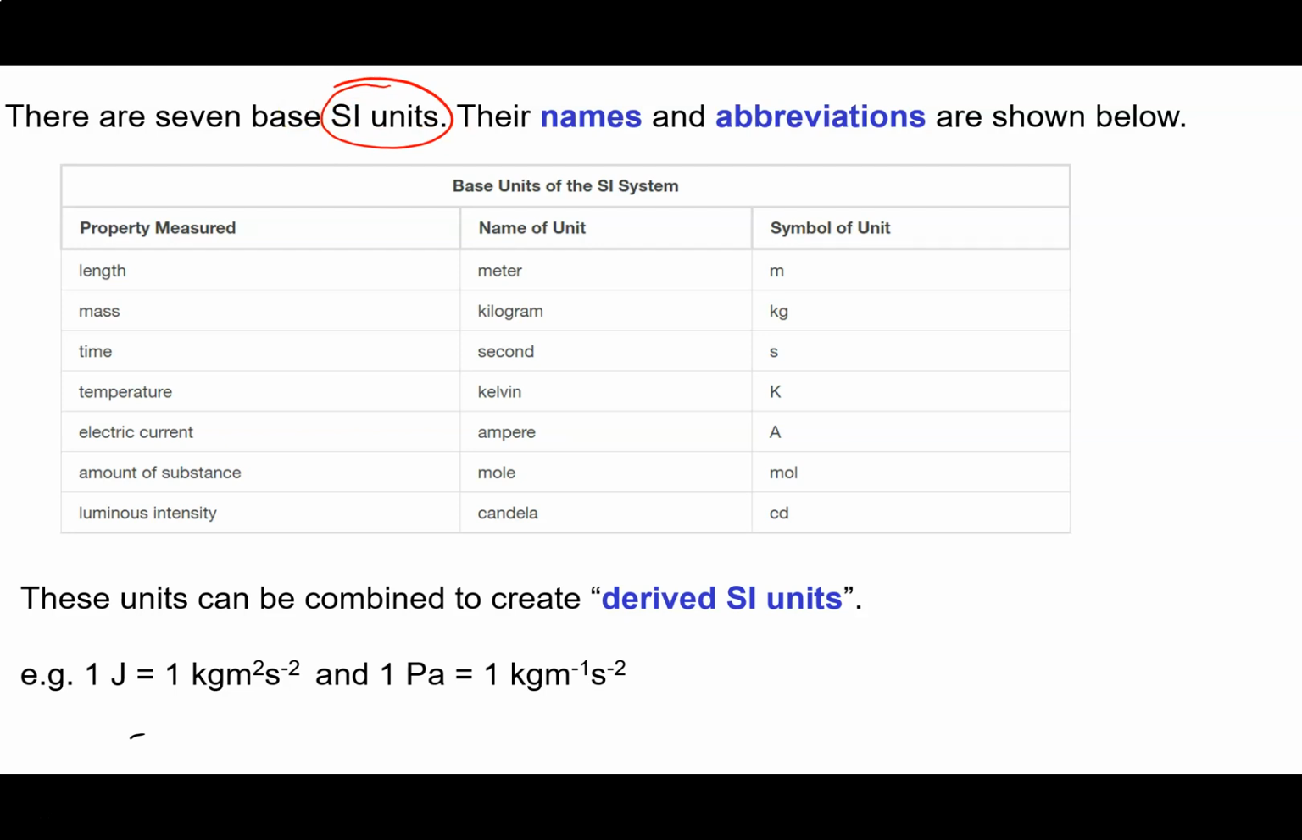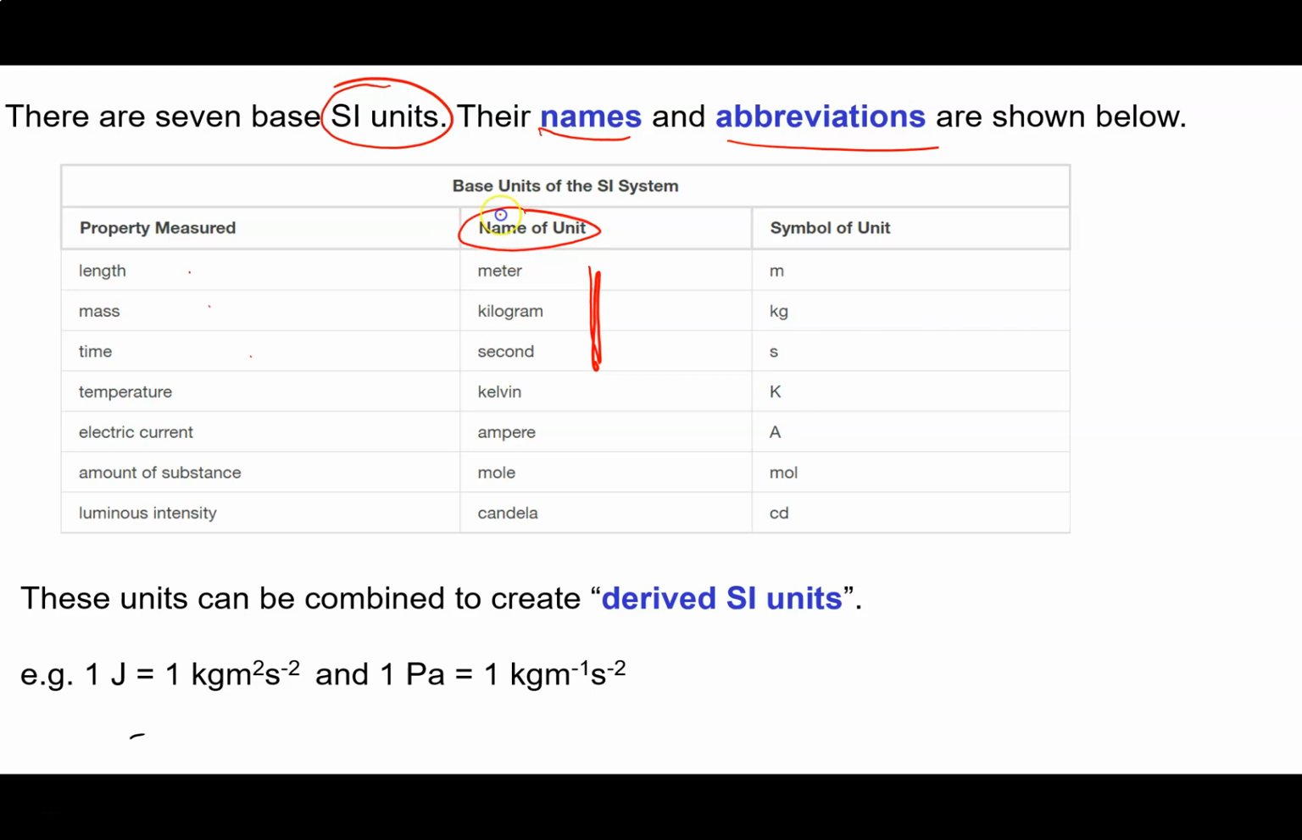Okay, so as I said, we use the SI system of units, and the SI system of units has what we call 7 base units. Their names and abbreviations are given below. We have length, mass, and time. The base unit for length is the meter, for mass it is the kilogram, and for time it is the second. These are really commonly used in chemistry.